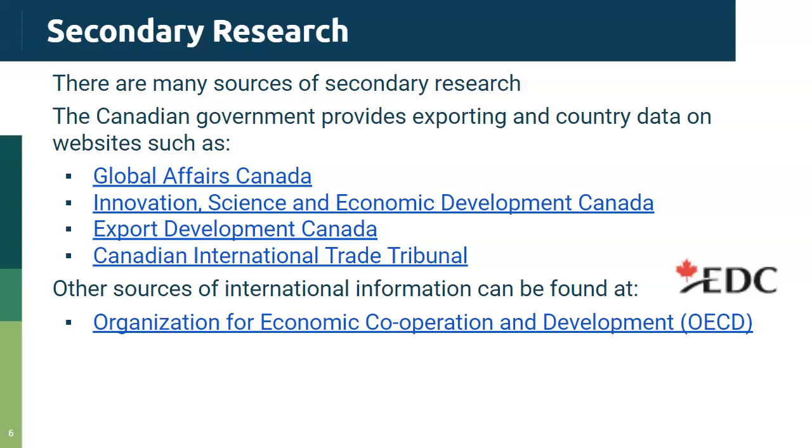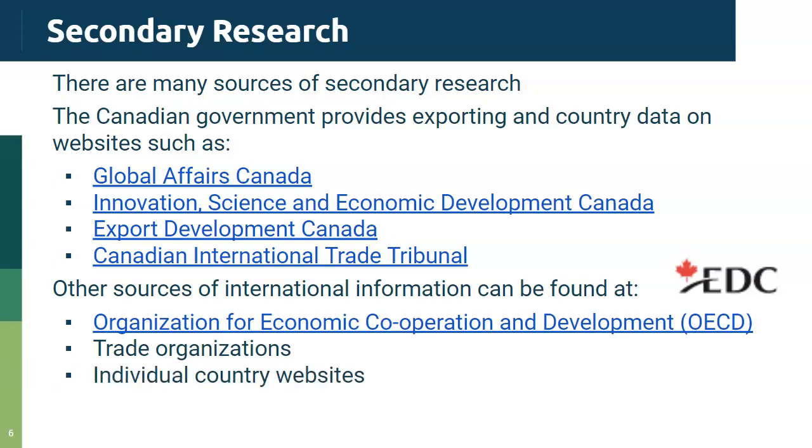You can spend hours diving into their country comparative data. There's so much in there, and many, many different topics. You can also get it from trade organizations. So if you know you are a part of a specific trade organization, there will be lots of data within those organizations. It helps if you're a member, so you have more access to that information.